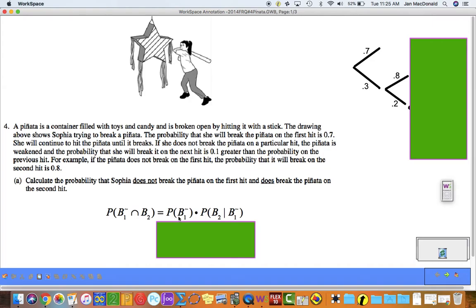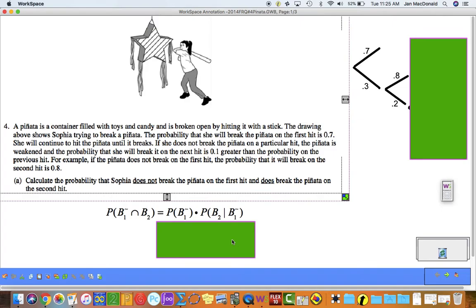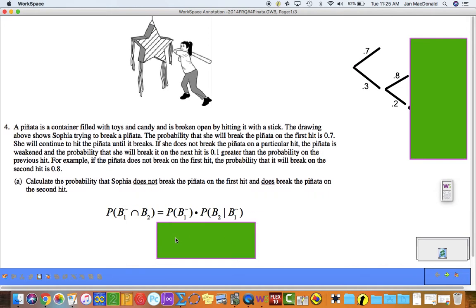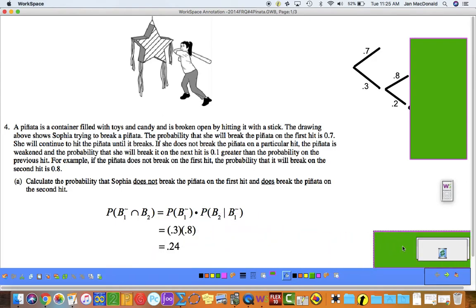So that would be the probability of her not breaking it on the first hit, which is 0.3, we can see that right here, times the probability of her breaking it on the second hit, given that she did not break it on the first. And that number is right here. So it would be 0.3 times 0.8, which we know is 0.24.